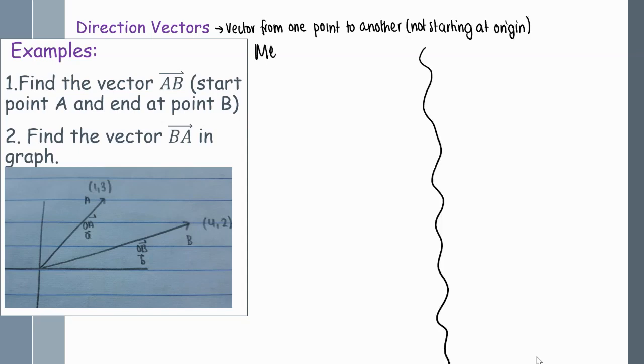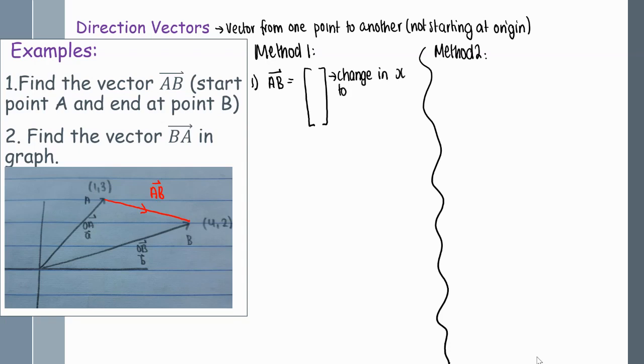Now, there are two methods or ways to work, I guess, with direction vectors. So I want you to choose the method that works for you, but know how to use both. So the first method is the most straightforward method. We simply start at A and go to B, and we write our column vector. So our first component is how far across do we have to go from A to get to coordinate B.